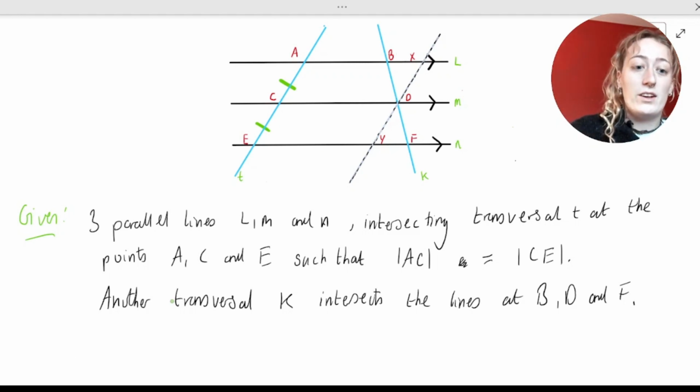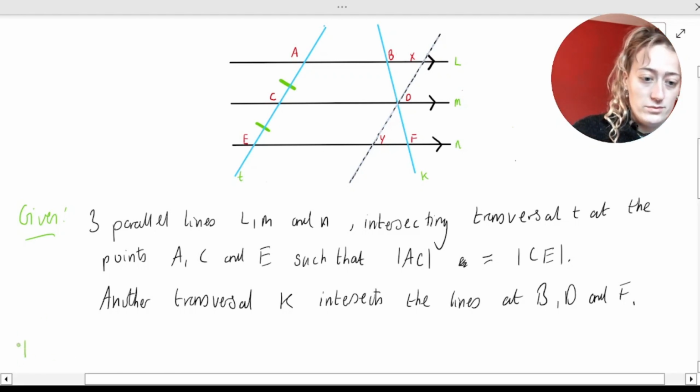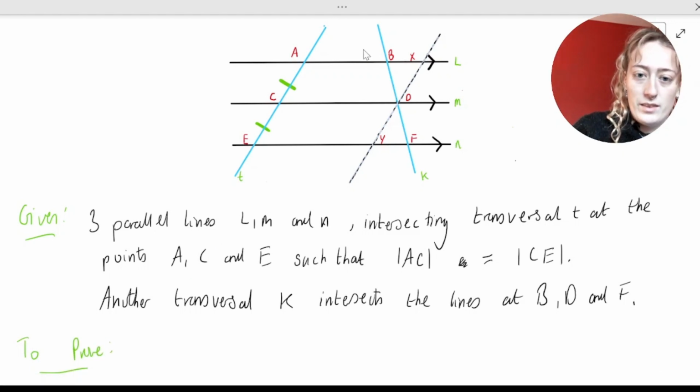So what do you think we're going to write down for it to prove? Well, all we're going to say is that we're trying to prove that the distance between B and D is equal to the distance between D and F. So we're trying to prove that BD is equal to DF.